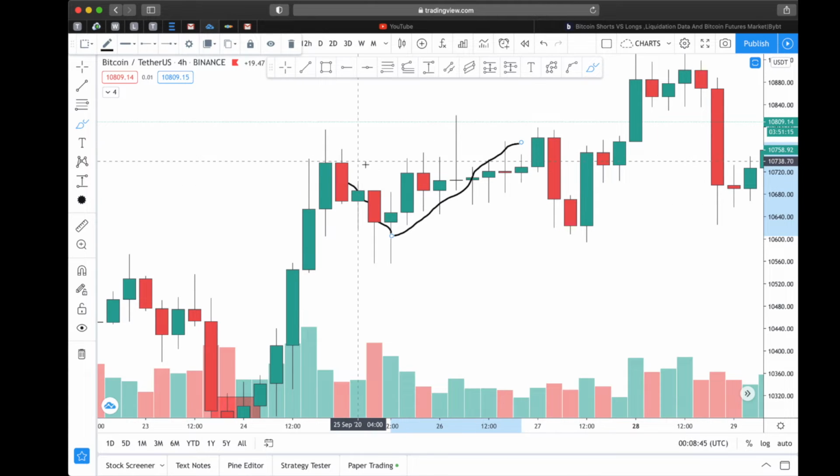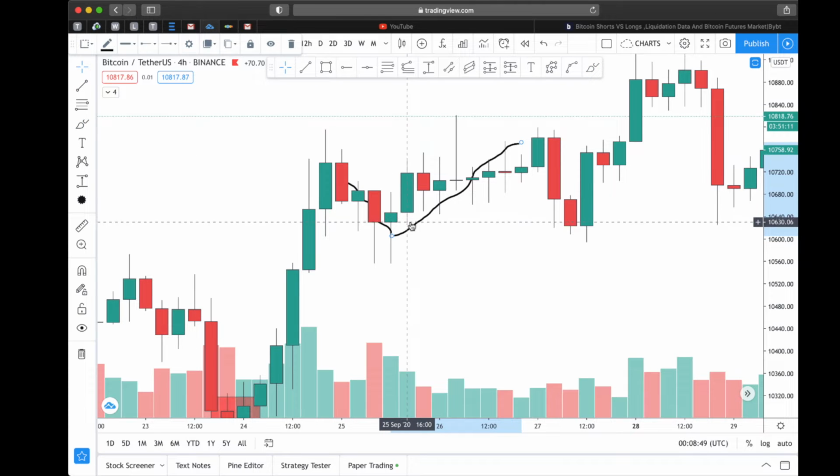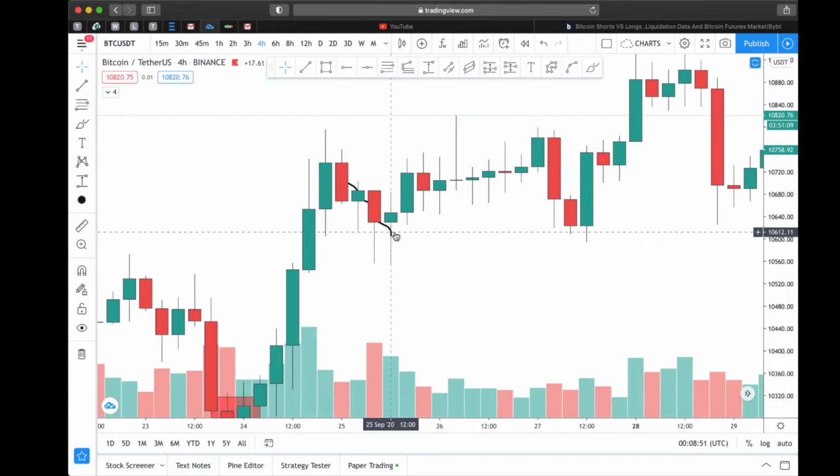So when you see it, you start looking for a sell in the market. You start looking for a short in the market. When you look for a short in the market, it means if the price drops, you make money.